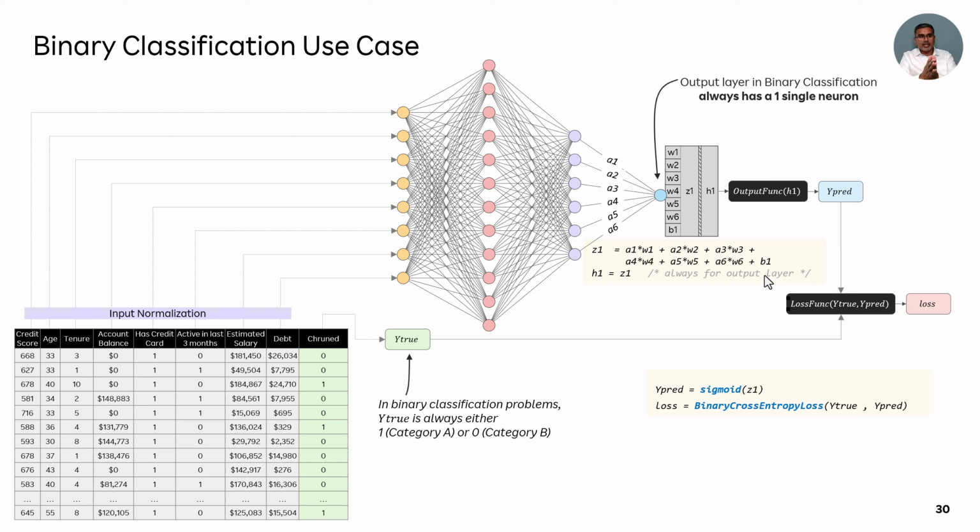Okay, now let's take an example here. What we are trying to do is take some banking transactions, and you have the credit score of your customer, the age of your customer, the tenure, how long the customer has been with the bank, their current account balance, do they have a credit card, and have they been active in the last 3 months doing transactions, maybe ATM transactions, deposits, and so on. What is their estimated salary, which you might have gotten at the time when they were applying to get an account in your bank? Are they carrying any debt?